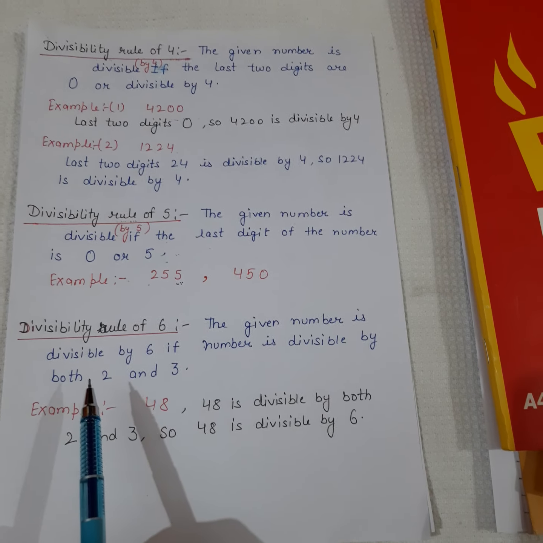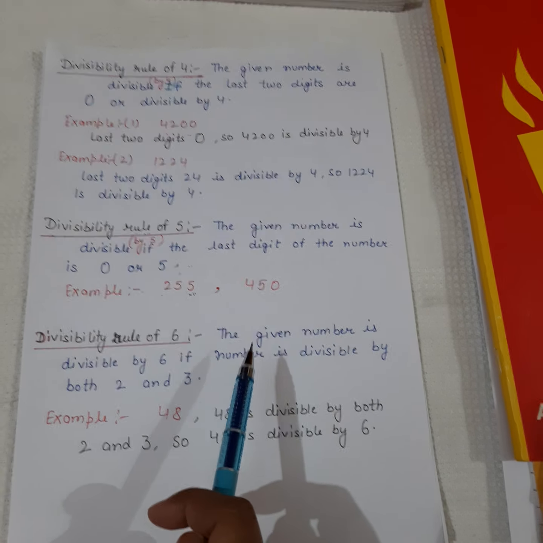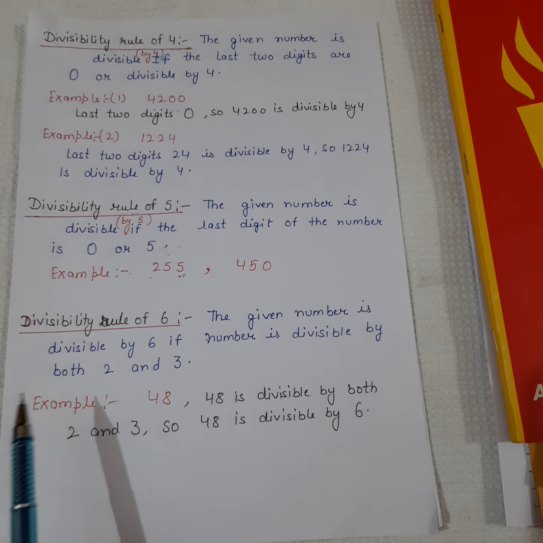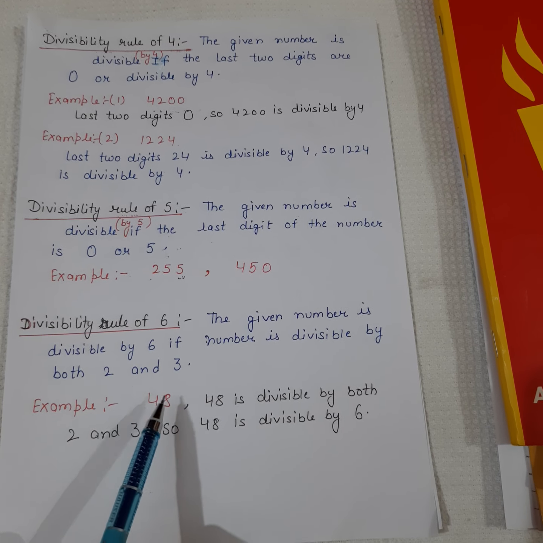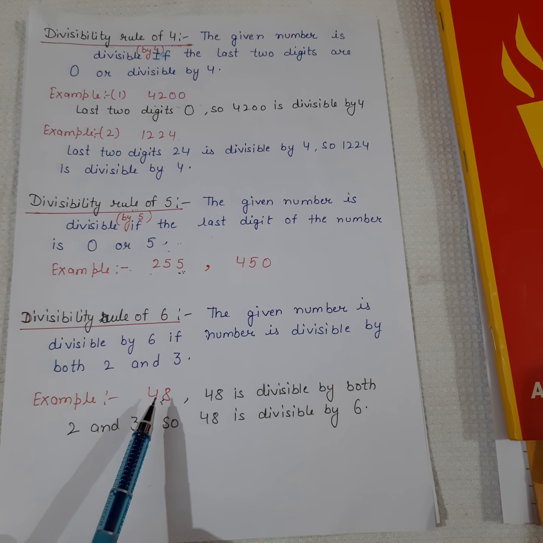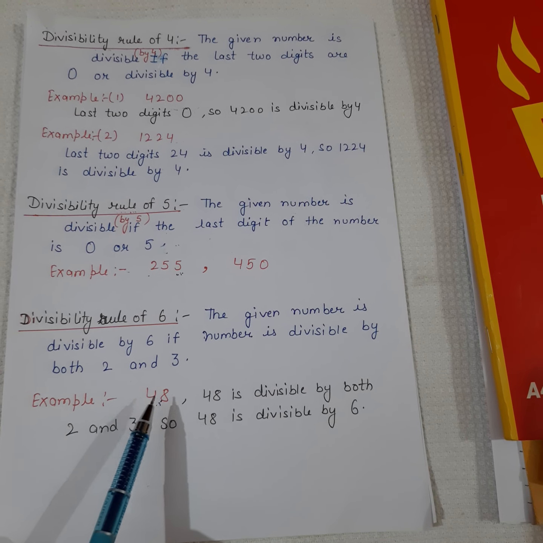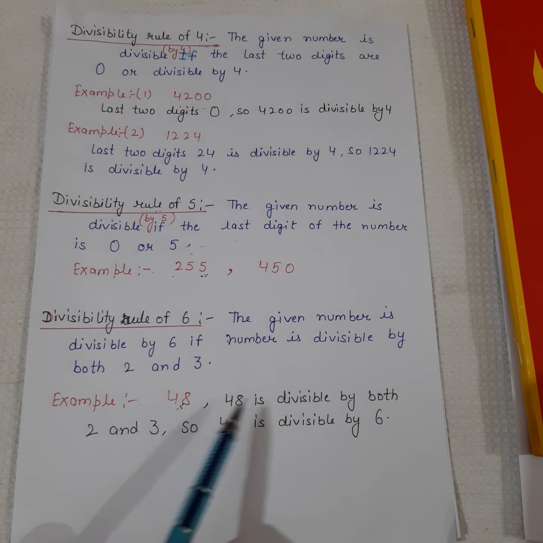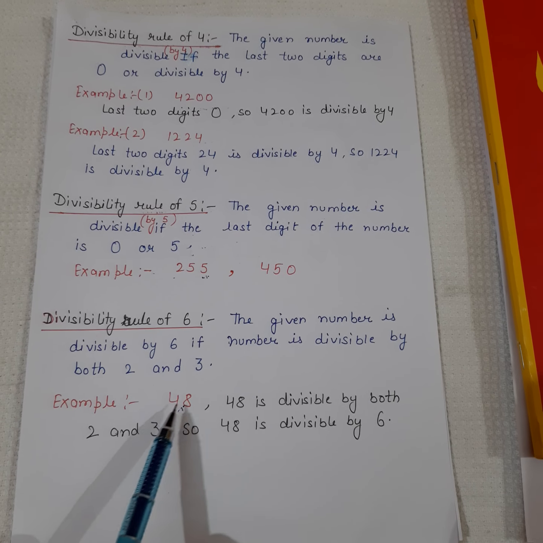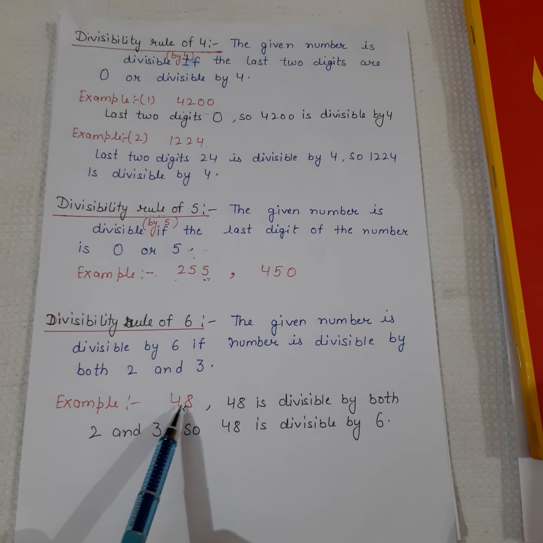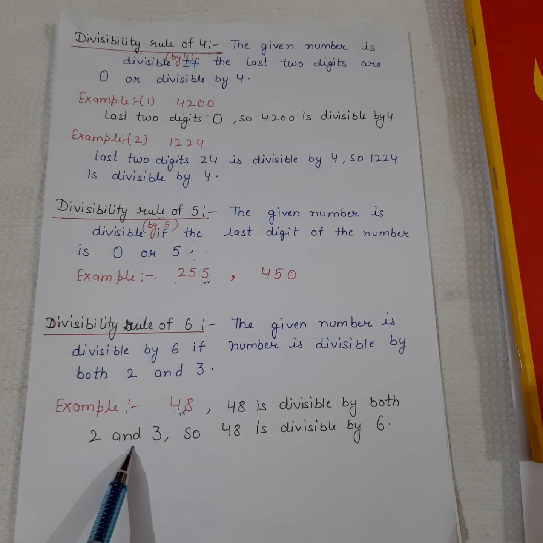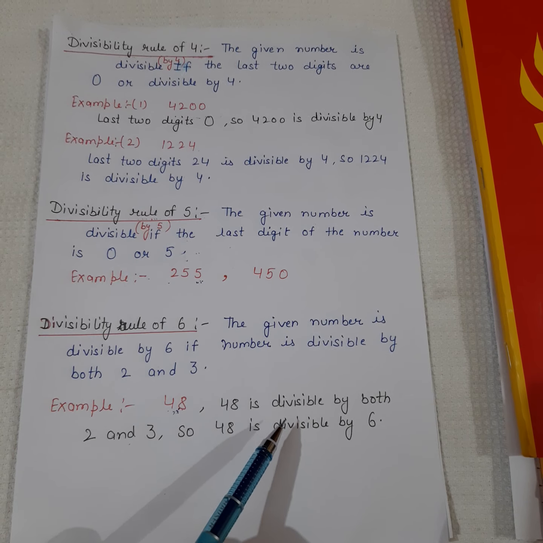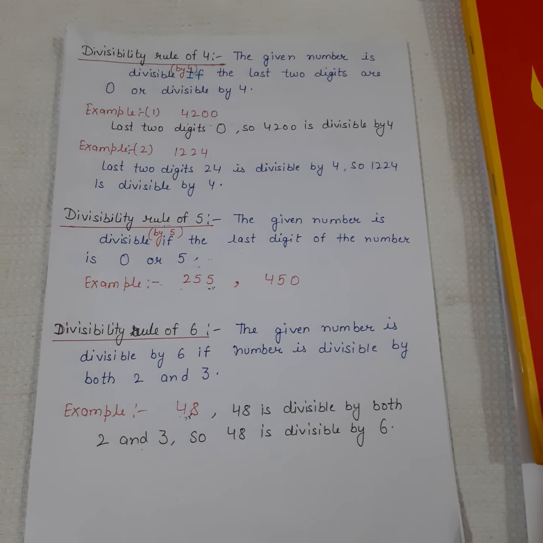Yes. Now the divisibility rule of 6. The given number is divisible by 6 if the number is divisible by both 2 and 3. Suppose this is the number 48. Firstly we will check that it is divisible by 2, then we will check it is divisible by 3. If it is divisible by both, it means the given number is divisible by 6. So 48, the last digit is 8, so divisible by 2. 4 plus 8 is 12, and 12 is divisible by 3. It means 48 is divisible by 2 and by 3 also. That's why 48 is divisible by 6, right?